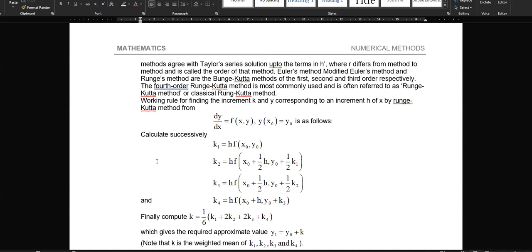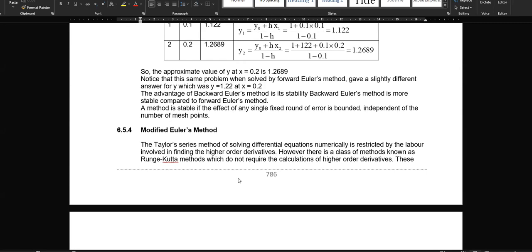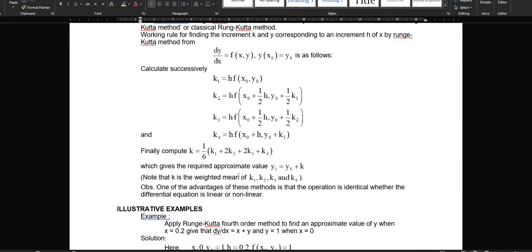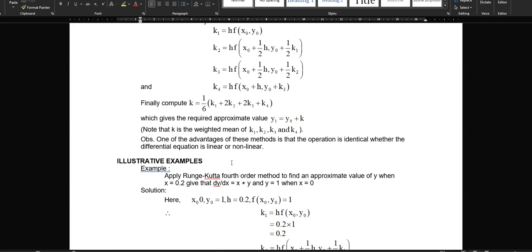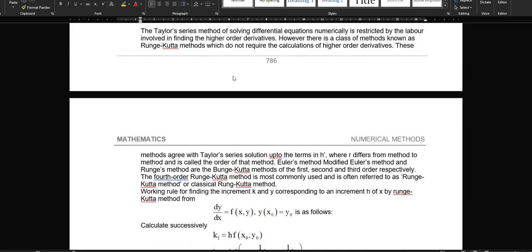Now we have what is called the Runge-Kutta method. So modified Euler's method develops into the Runge-Kutta method when you increase the order.